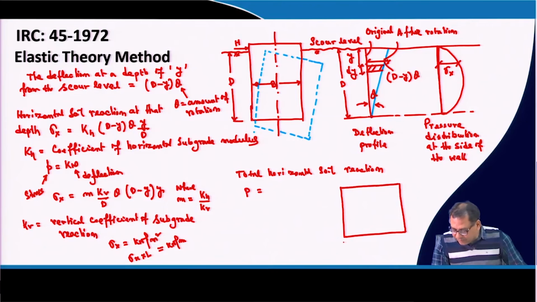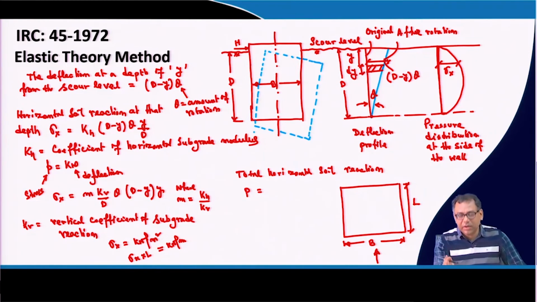Okay. So, if this is the B and this is the L. Now, when we are looking at the well from the front, so this is the front side. So, we are looking at this from this side, and this is the view where this is the width. And perpendicular to this figure, this is the length of the well.